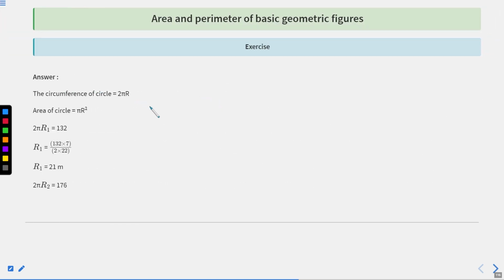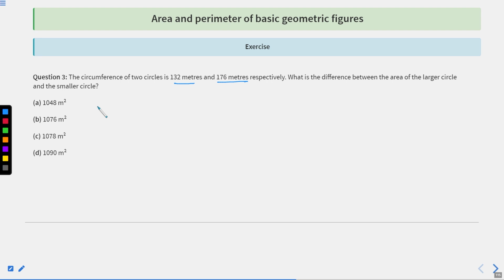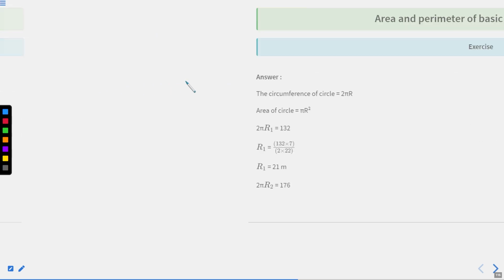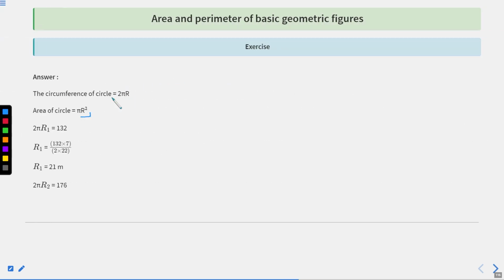So to find the area, first of all, look at the formula. Area of circle is equal to pi r square. So that means we need the value of r here, which is unknown to us. But information is given to us which can help us to find the value of r, that is the circumference of these circles. The circumference of the circle is 2 pi r. Using this formula, we can find the value of r.